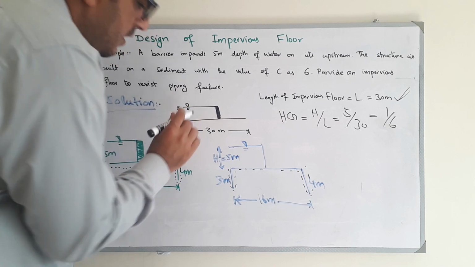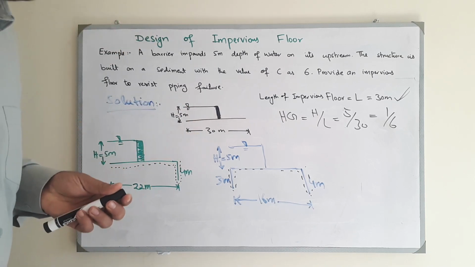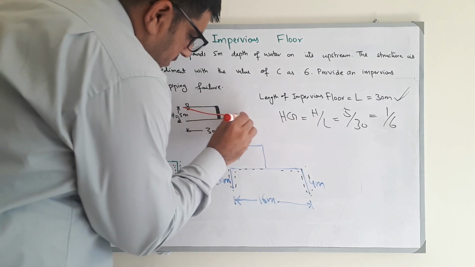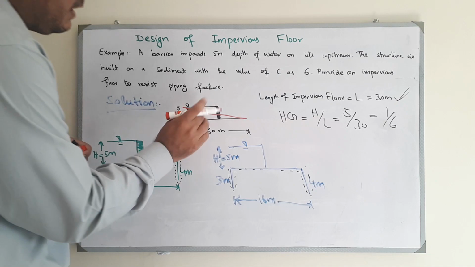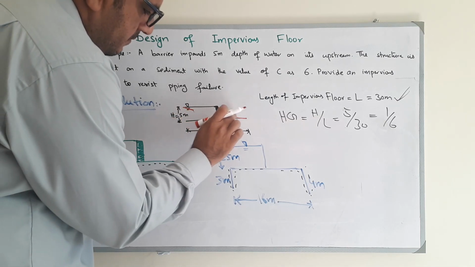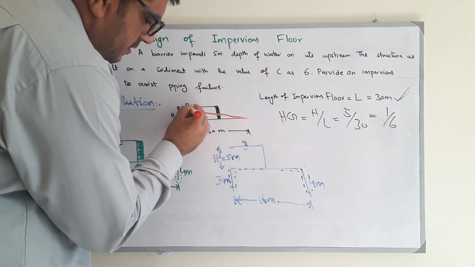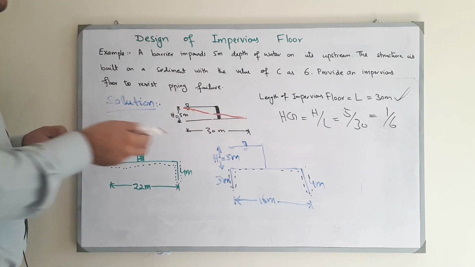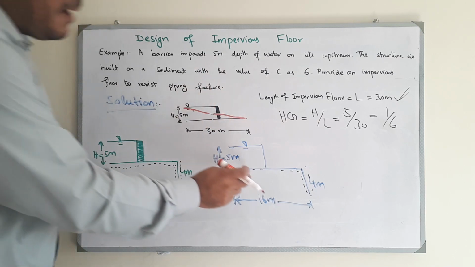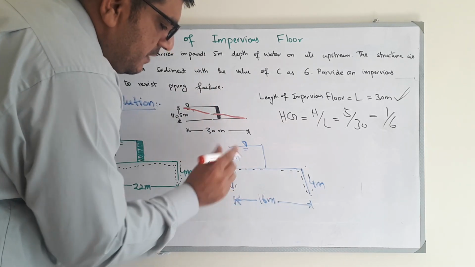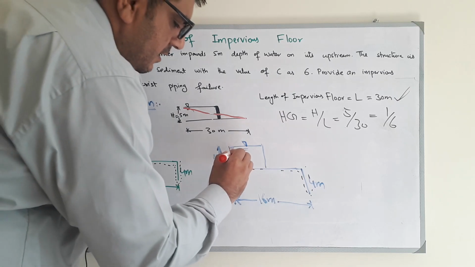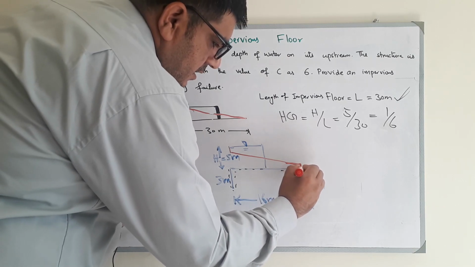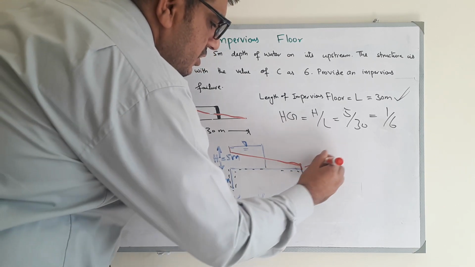So now what will be the profile? I will try to make it with red. The hydraulic gradient will be a constant, a straight constant line. Because there is no sheet pile in this case, what will happen? There will be a head loss due to the first sheet pile, then it will go there, and then there will be again a head loss due to this sheet pile.